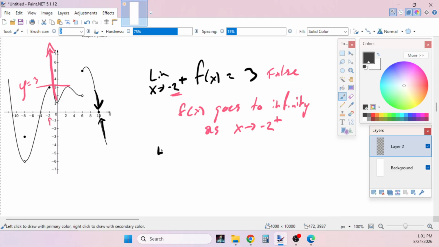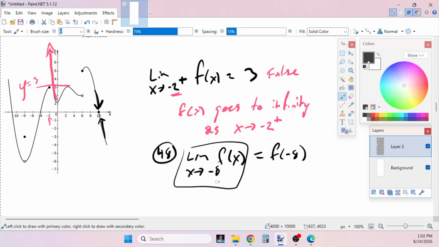48, we have the limit as x goes to -8 of the function. Is the limit of f of x as x goes to -8 equal to the function value at -8? We already said this. Function's value is here, but the limit is down here. This y value is -6. This y value is -3. Those are not equal. This one is false.